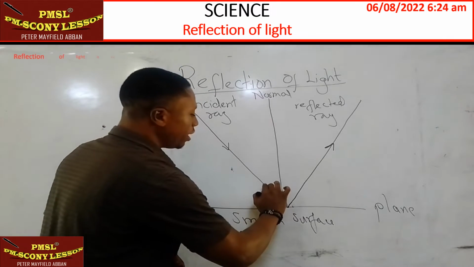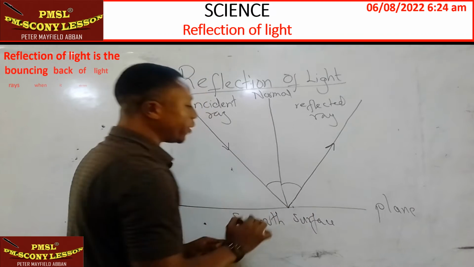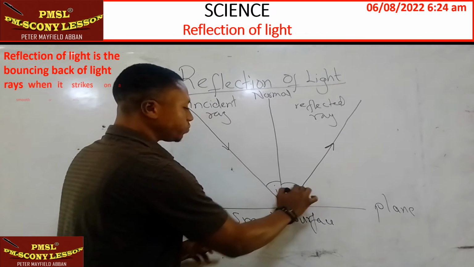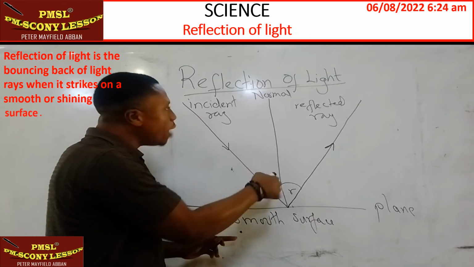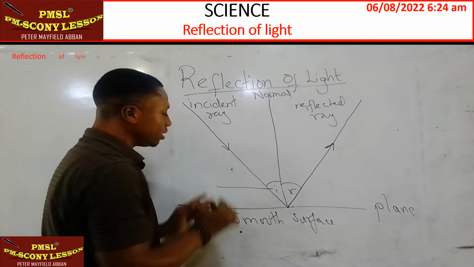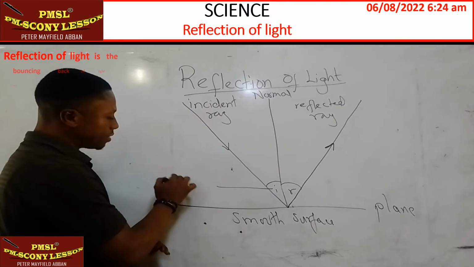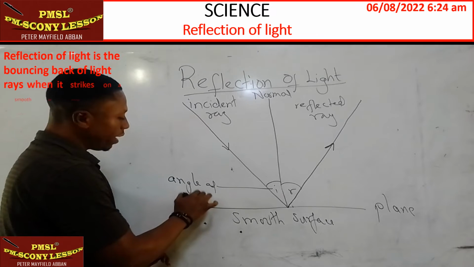Let's go again. This is also an angle. We also have an angle over here. Because this angle is made up of the incident ray and the normal, this angle will be called the angle of incidence.